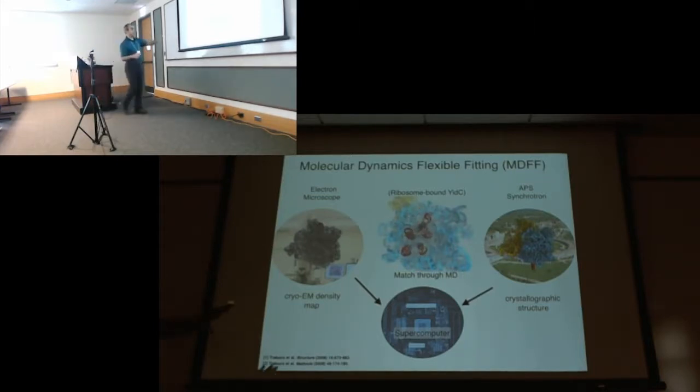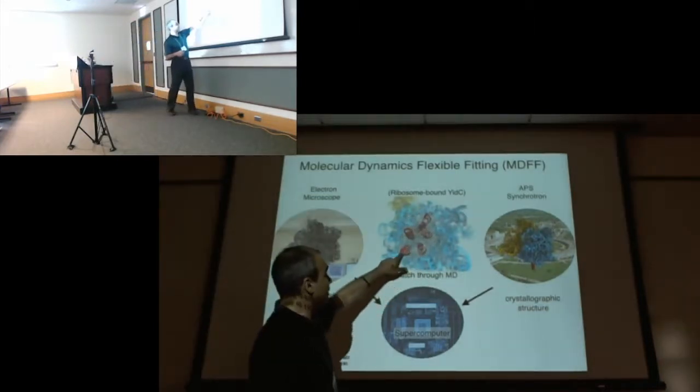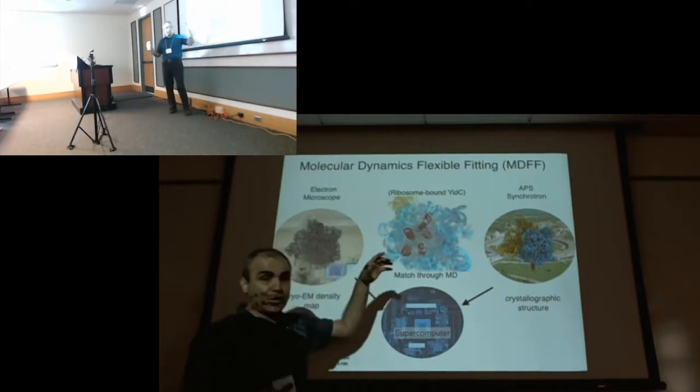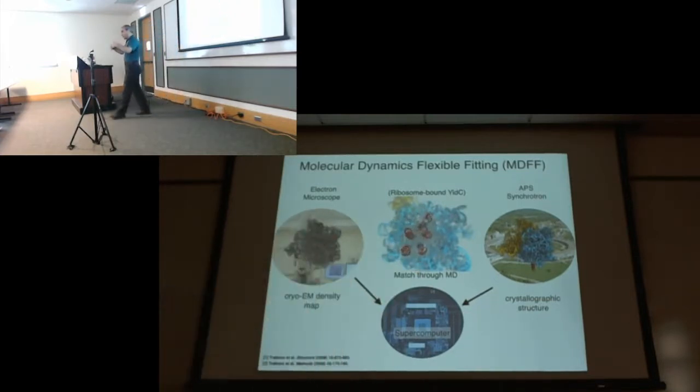So we define a gravitational field generated by this potential, so they become attractive, and then you run the simulation in the presence of that attractive potential, and that's the best way of nicely fitting them into the density.